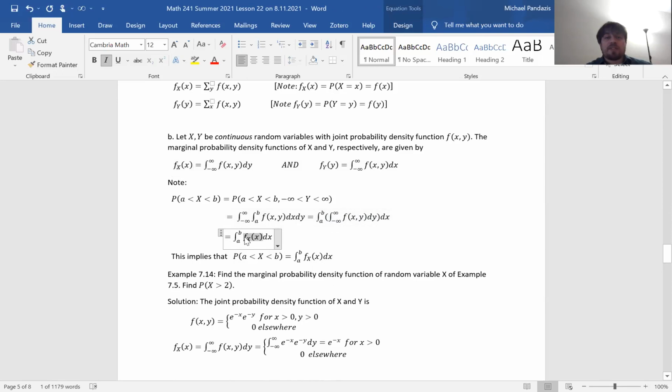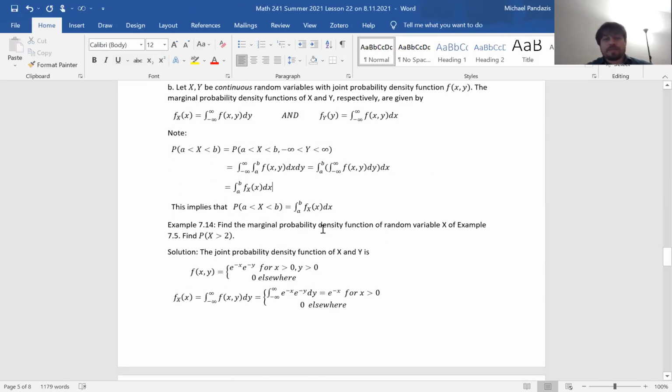And so that's how we have this is equal to the integral from a to b of what's in the parentheses, which is f sub x of x from this equation, dx. And dx is from here. And so it just shows that the probability that a less than x less than b is equal to the integral from a to b of f sub x of x dx, which makes sense, right?